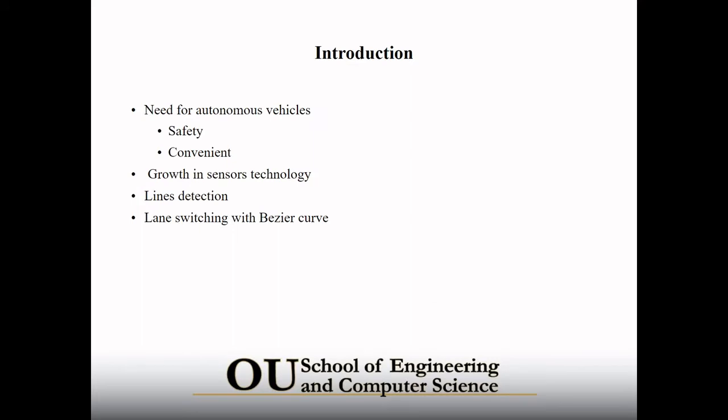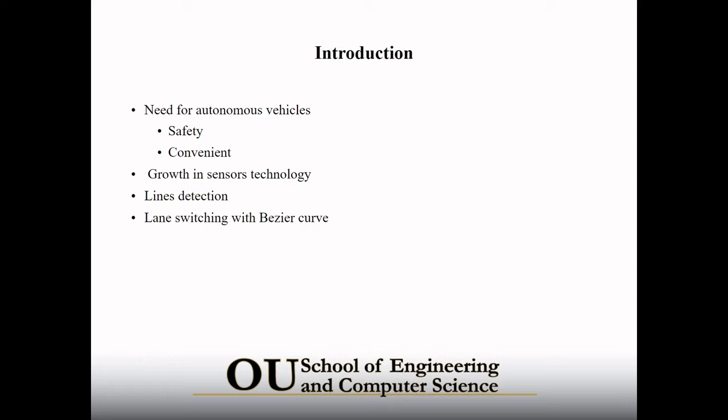So I'm going to start with the introduction. First of all, we need autonomous vehicles for two main reasons: to increase the safety of the traveling system, and to make it more convenient and relaxing for customers, providing them more time to spend on other things like studying or relaxing. The growth of sensor technology helps us improve autonomous vehicles by providing high density lidars or very good resolution cameras. That also makes lane detection easier for us to deal with.